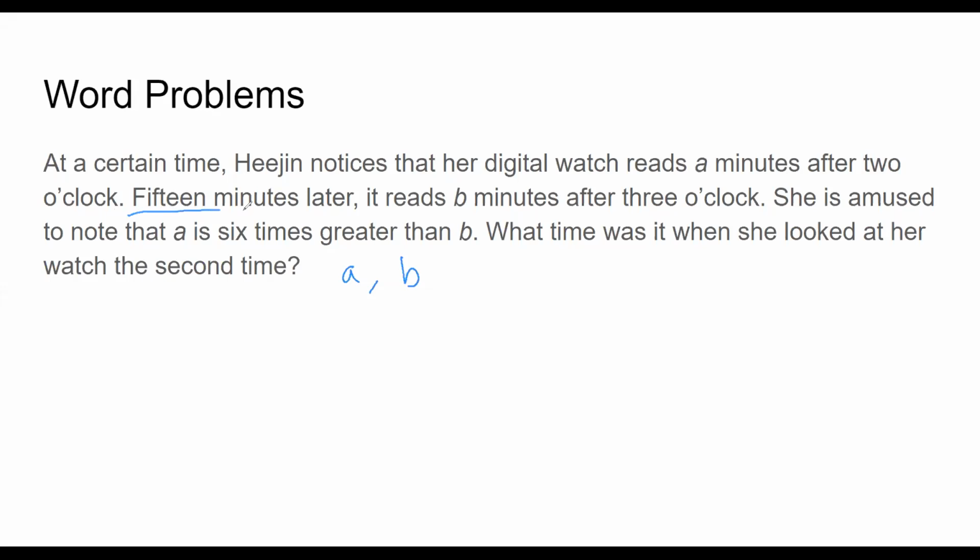So the tough part here is trying to figure out what equation we're going to set up. Here it says it reads A minutes after 2 o'clock, and 15 minutes later, it reads B minutes after 3 o'clock. The key here is to realize there's something about a clock that helps us to solve this problem. Well, it's originally 2 o'clock, right? It's 2 something, A minutes after 2 o'clock. And then later it's B minutes after 3 o'clock. So what does this tell us? B is a lot greater than A? Not quite, but it's the right idea here.